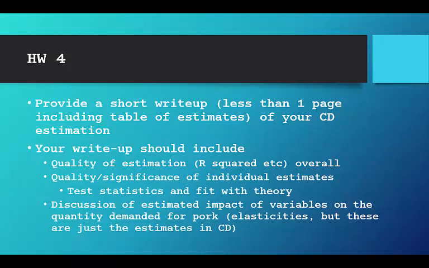I want you to only include things in that table that you're going to discuss. You should also report to me what the R-squared is. So your write-up should include something about the quality of the estimation. How well did you get this thing to fit? That'd be like the R-squared. You can use the F statistic too if you want. Tell me about those. And then I want a table of your results that give me the estimates and something about the significance of them. That's how we talk about quality of individual estimates.